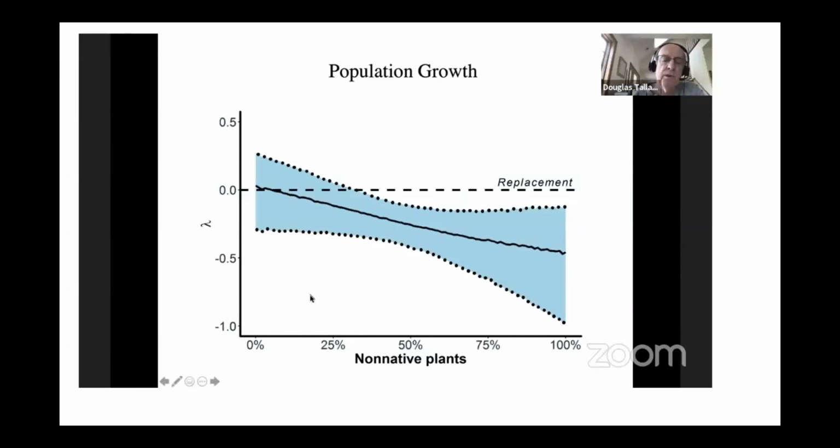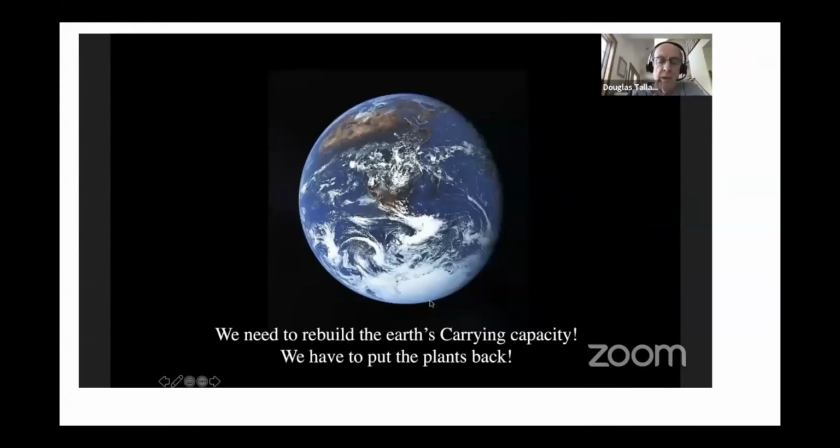So you can have the most beautiful plant that you absolutely need without destroying the entire food web, if you have these powerhouse plants that comprise about 70% of the landscape. And to me, that's good news, because if my message was you cannot have any non-native plants, very few people would be looking at it. So what we need to do is rebuild the Earth's carrying capacity, its ability to support life. And that comes from the amount of plants that are in a given area. So we have to put the plants back.